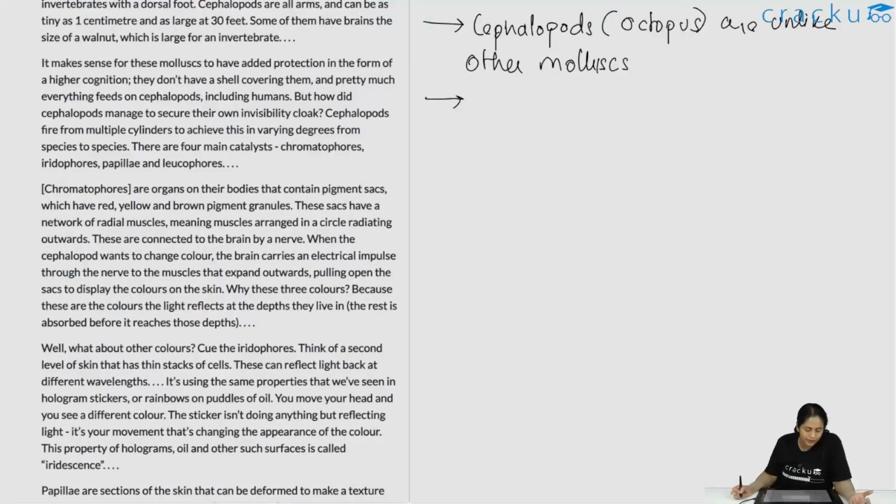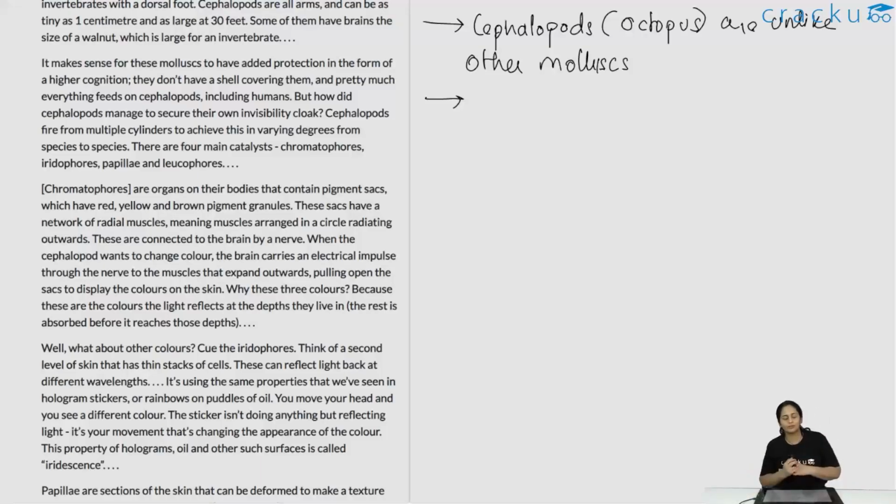It makes sense for these mollusks to have added protection in the form of higher cognition. They don't have a shell covering them and pretty much everything feeds on cephalopods, including humans. But how did cephalopods manage to secure their own invisibility cloak? Cephalopods fire from multiple cylinders to achieve this in varying degrees from species to species. There are 4 main catalysts: chromatophores, iridophores, papillae and leucophores.